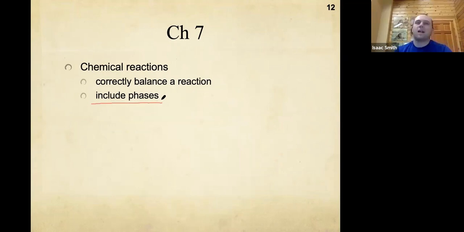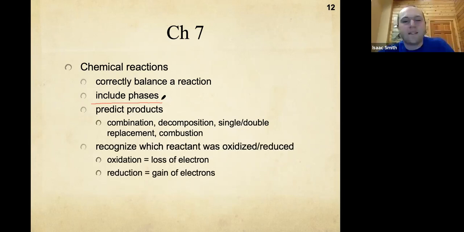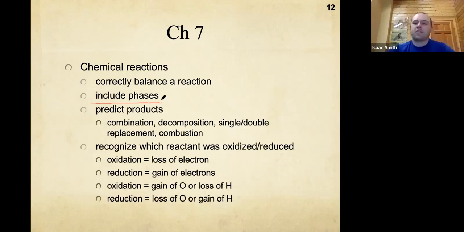So if I give you two reactants and tell you what kind of reaction it is, like combustion or decomposition or combination, you should be able to predict the products of that reaction. And for certain reactions where oxidation and reduction occur, I might ask which of them was oxidized or which was reduced, and you should be able to identify those, using both sets of rules.